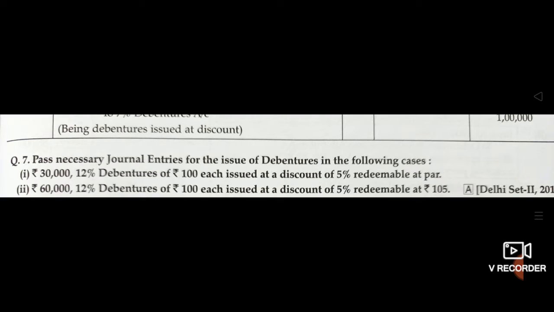Second, ₹60,000 12% debentures of ₹100 each issued at a discount of 5%, redeemable at ₹105, means at premium. Here again ₹60,000 is given, so the number of debentures will be 60,000 divided by ₹100, that is 600 debentures. Understood? So let's solve now. Now the second problem.